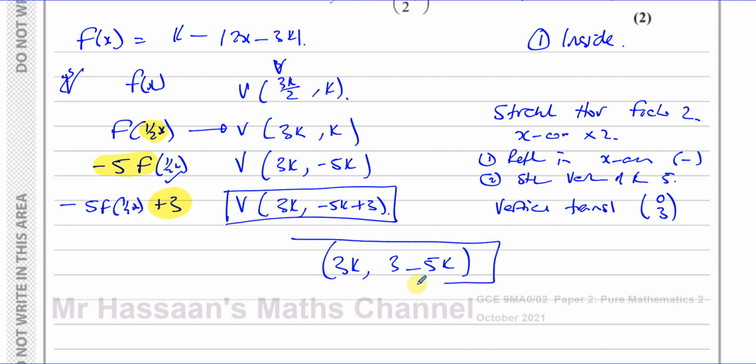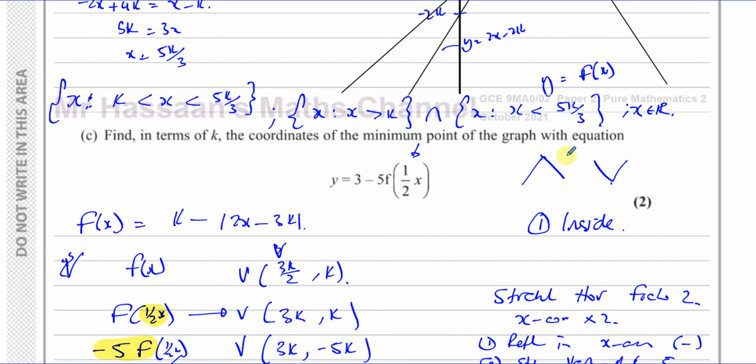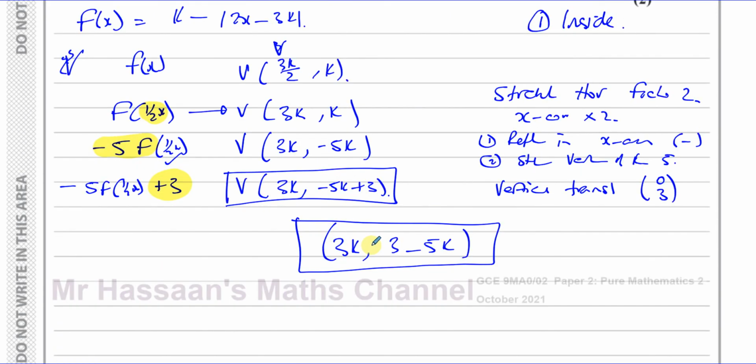This is the answer. It's a minimum because it's turned upside down. When it was multiplied by minus 5, it turned upside down. So the maximum that was here becomes a minimum in the transformed graph because it's minus 5. And there's the answer to this question.